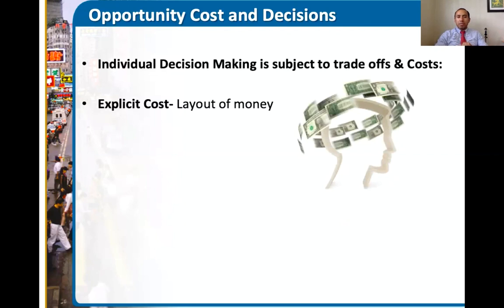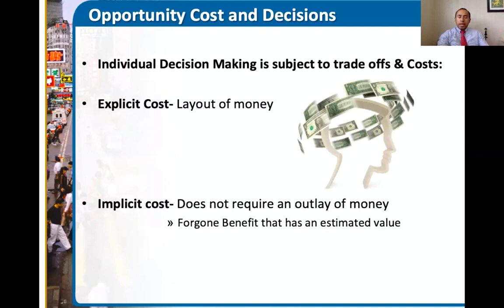Some of them are explicit, requiring a lot of money to be spent. Most of the decisions that we make on a day-to-day basis are explicit decisions that cost X amount of dollars. And some decisions that we make involve implicit costs that do not necessarily require spending some X amount of dollars, but are foregone benefits that have an estimated value that increases significantly. Now, with today's situations, there's going to be a lot of foregone benefits and foregone transactions that are going to impact the public and the well-being of the country.